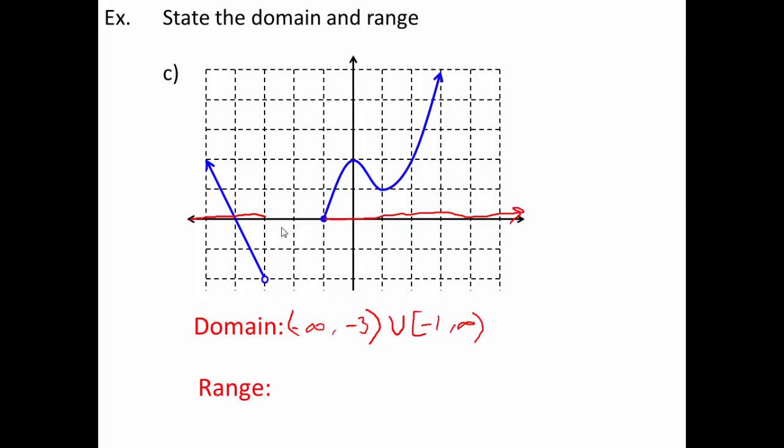Then we can do the same thing for the range. If I go to the bottom of the graph, this is the lowest point on the graph at negative 2. So I know my beginning boundary is going to be at negative 2. Again, though, it's a hole, so I'm not going to be including the negative 2.